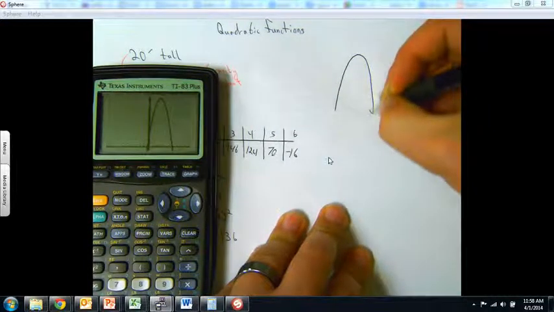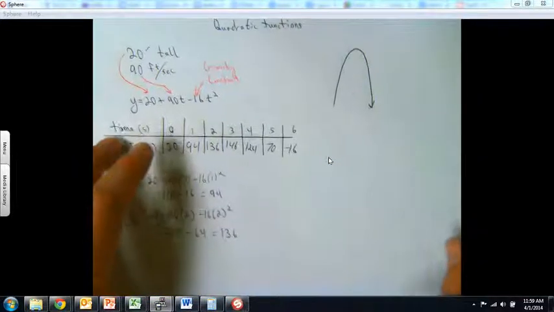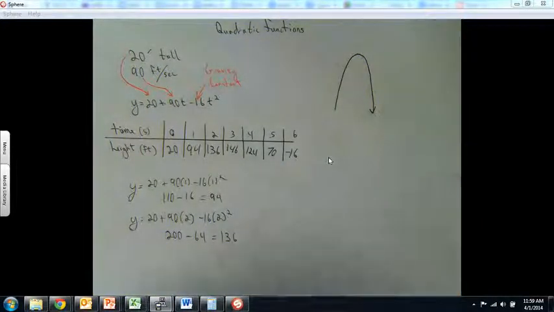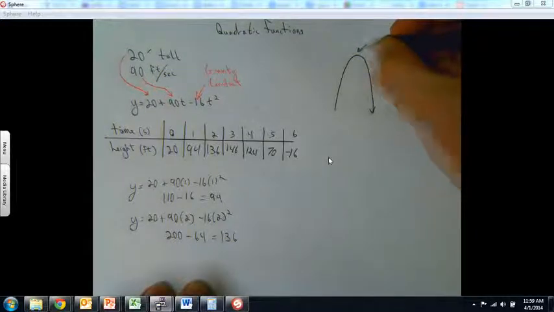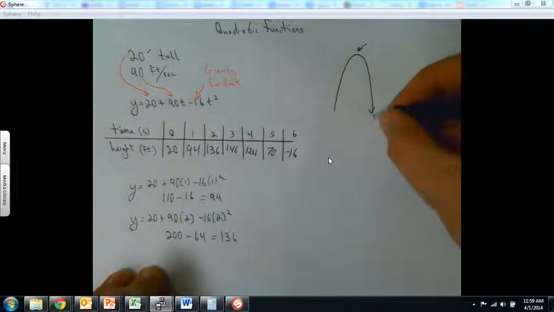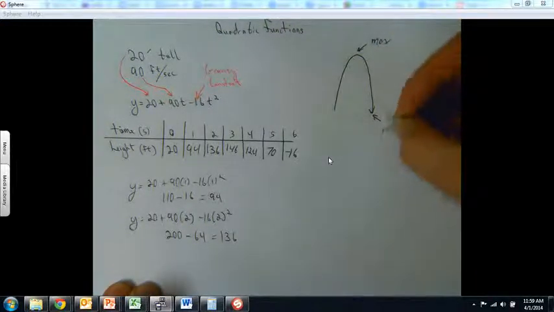Now, it makes sense because this is a negative quadratic. So it is a frowny face parabola. Now, the other two things I asked you to find was the maximum height, which is this right here, and how long it takes until it hits the ground, so right when it hits the ground again. So the max and the ground.